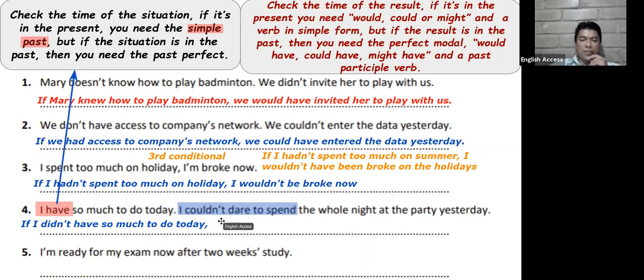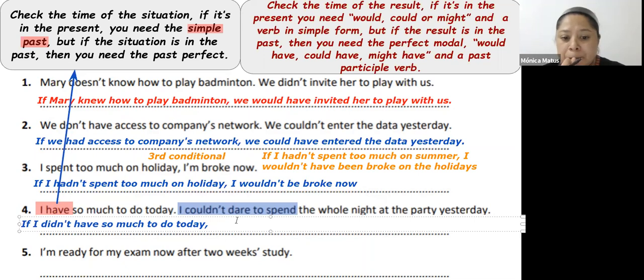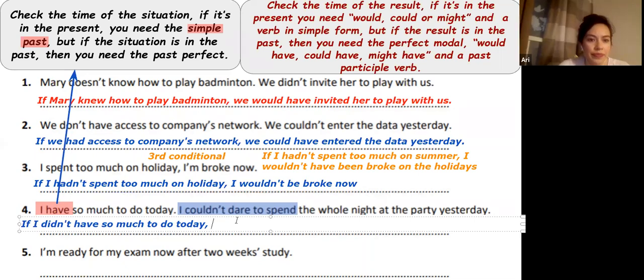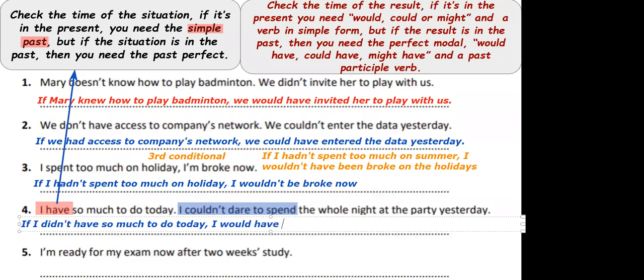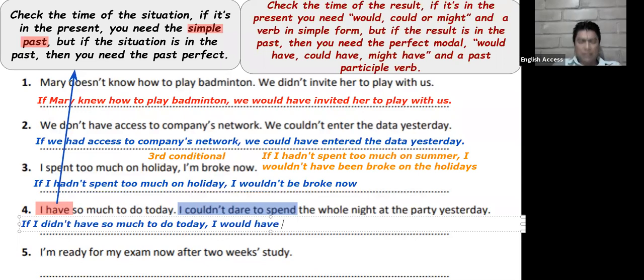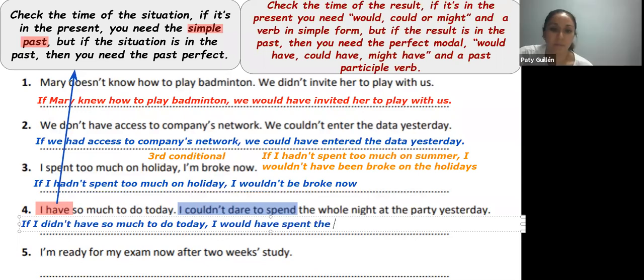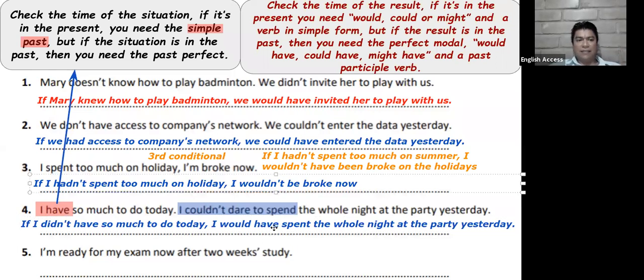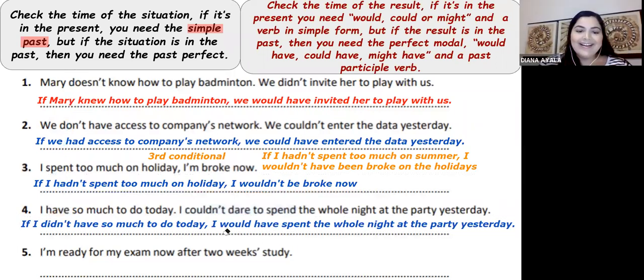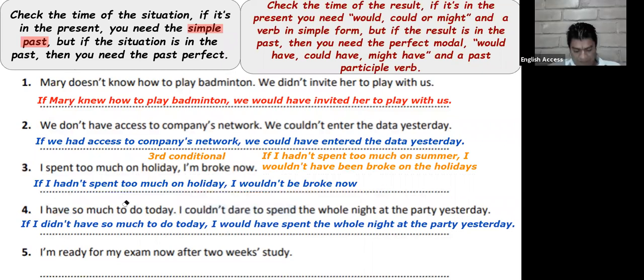Now, the result, is it in the present or the past? In the past. So how do we say it? With would and the past participle. I would have spent the whole night at the party yesterday. Very good. Easy, right? Okay. Who wants to do number five?